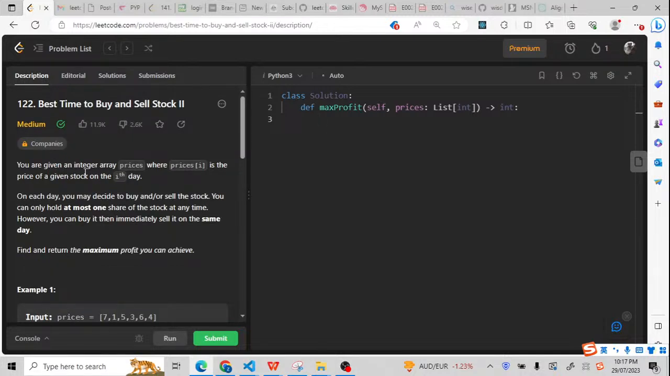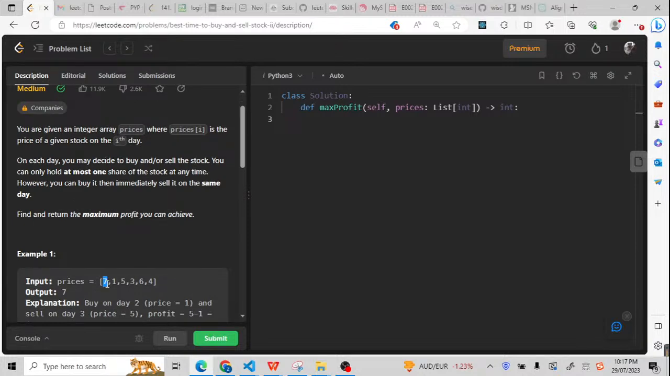You are given an array of prices where prices[i] is the price of a given stock on the i-th day. For example, this is the price from the first, second, and third day. On each day you may decide to buy or sell the stock. You can only hold at most one stock. It means if you want to buy another stock, you have to sell it before you buy that stock. You can buy it and then immediately sell it on the same day. Find and return the maximum profit you can achieve.